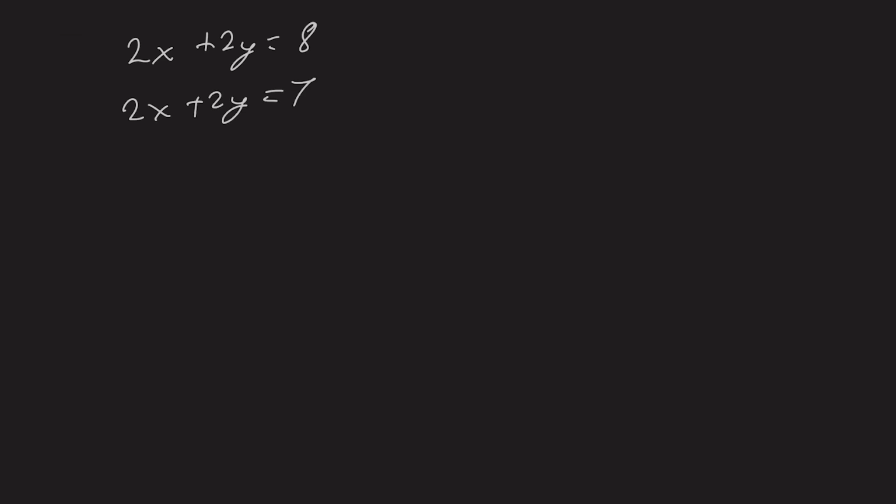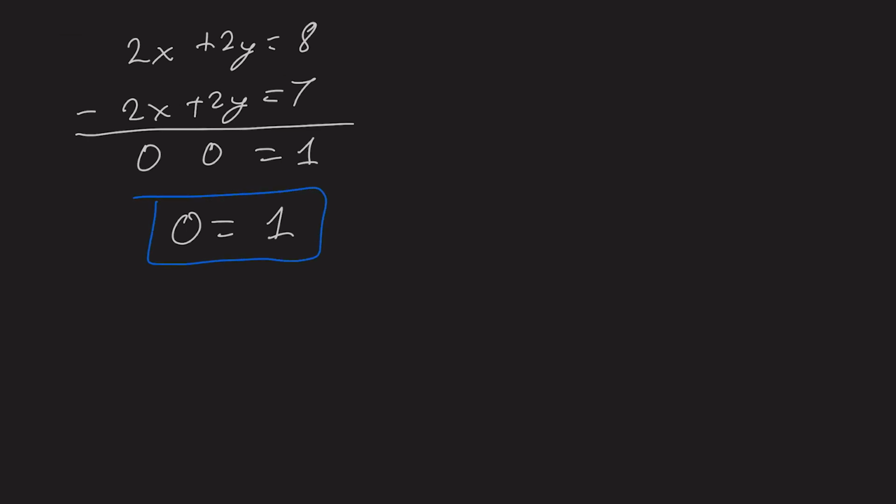So now we're going to show an example like 2x plus 2y equals 8, and 2x plus 2y equals 7. Okay? So what I can do right here is try the elimination method. If I subtract the bottom from the top, I get 2x minus 2x equals 0, 2y minus 2y equals 0, and 8 minus 7 equals 1. Okay? And I'm left with 0 equals 1. Hey, wait a minute. That's not supposed to happen. How do I get 0 equals 1?